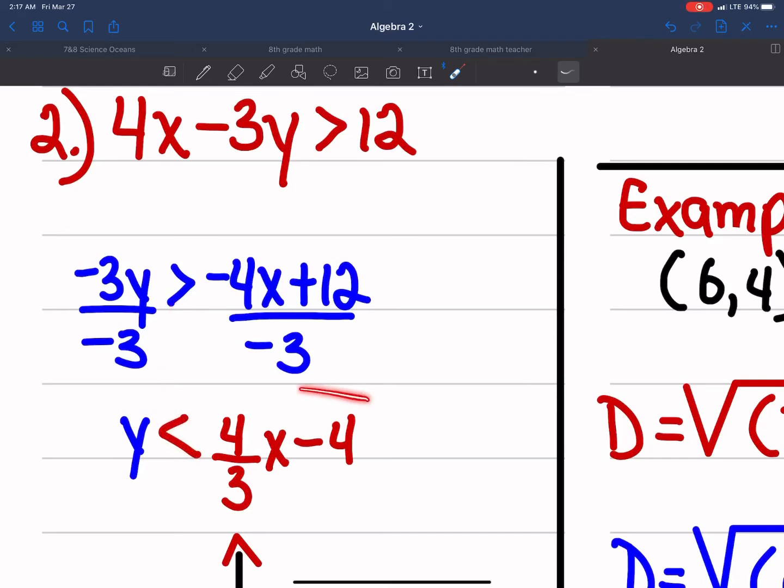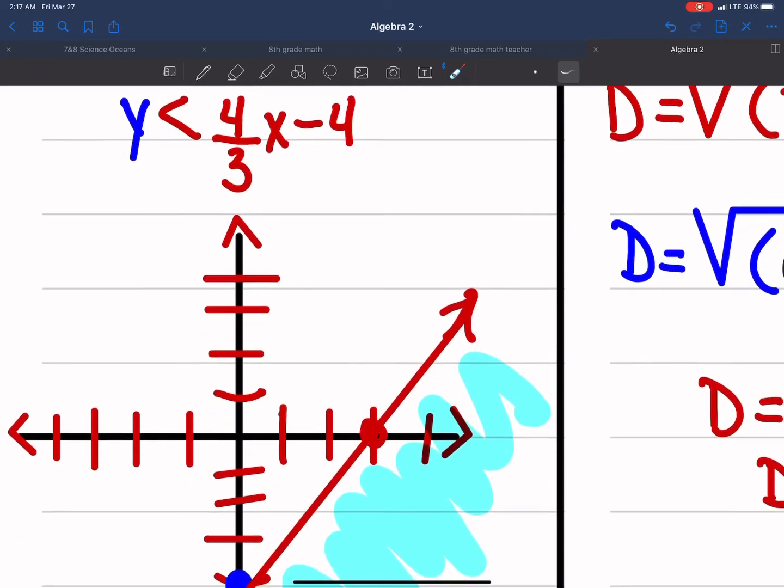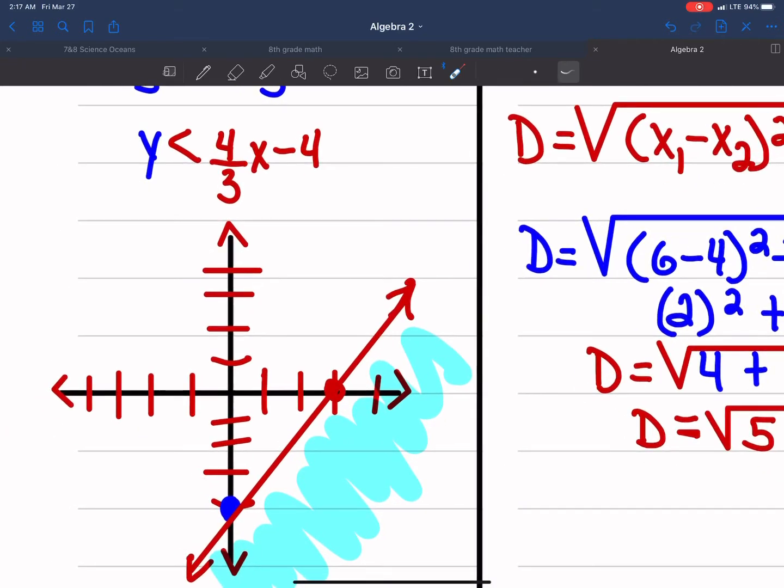And now we can go ahead and graph that line. This is very easy. So our y-intercept is negative 4, which is down here. I'm going to go up 4 and over 3 to find my next point. So 1, 2, 3, 4. 1, 2, 3. And I only need 2 points to make a line on a graph. And voila, I'm finished. Oh, wait, not yet. We have to shade. Throw some shade.